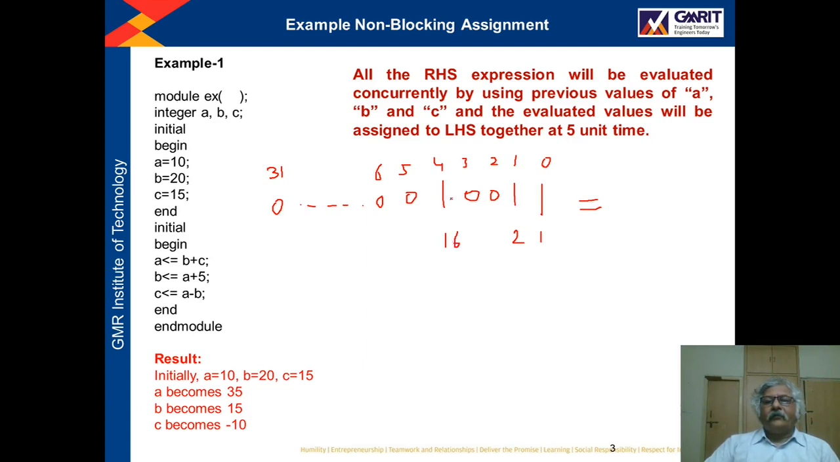Okay, 1 0 0 1 1. So something is missing here. Actually, for 35 it should be this. It should be 1 0 0 0.